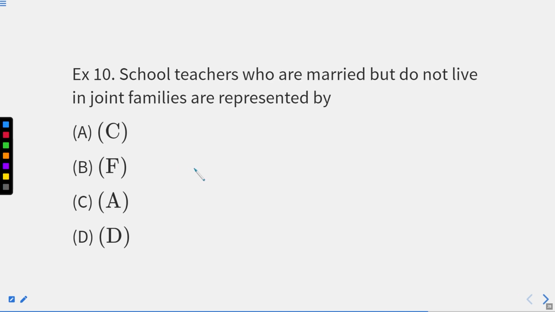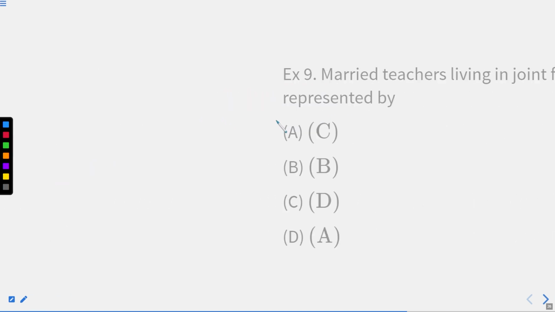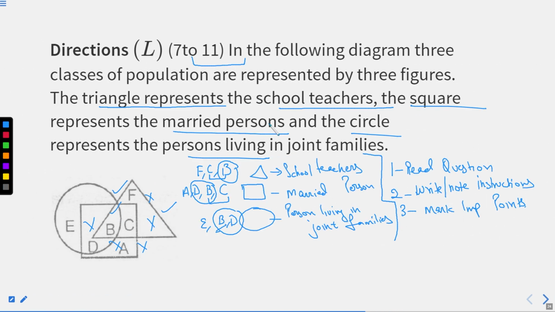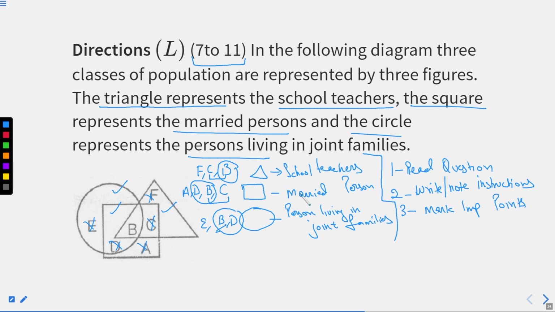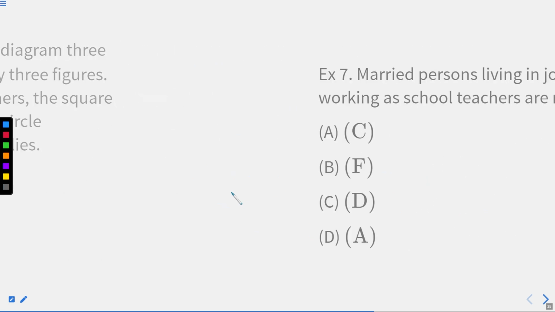Now we'll move to the next question. That is, school teachers who are married but do not live in a joint family. Now what do we need? A school teacher who is married. So you can go back to the diagram that you have made. A school teacher who is married. What is common? That is B and C, right?